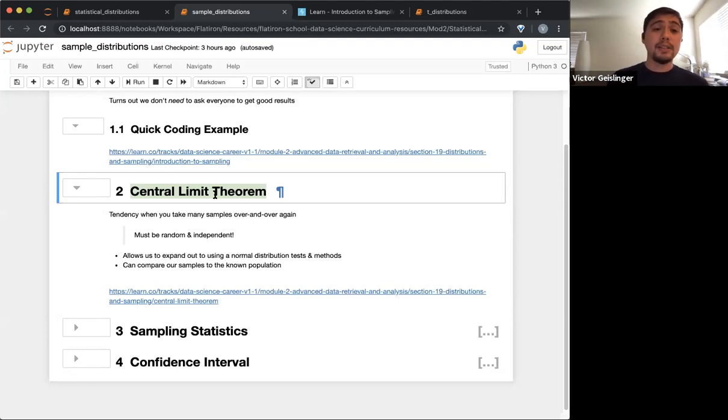However, you can essentially keep doing these samples of 50 people, 50 people, 50 people, 50 people. And the distribution of those samples themselves will actually fall under a normal distribution, even if the population itself, whatever you're trying to measure, isn't normally distributed. So it's a really powerful tool.